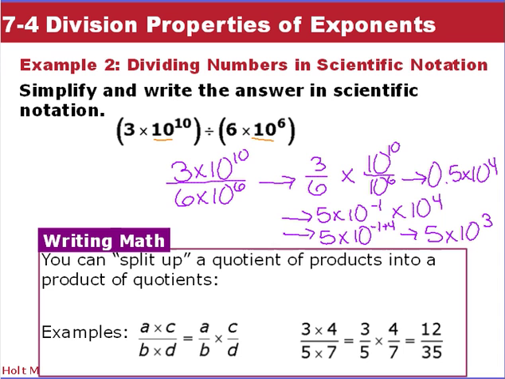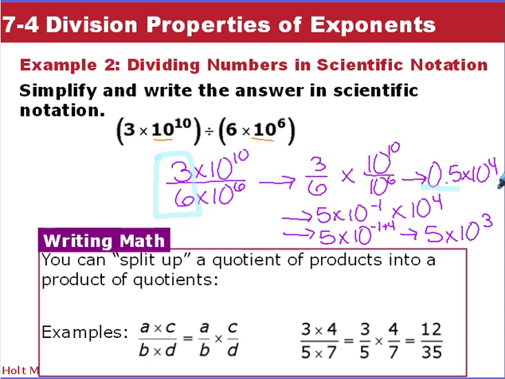This example takes into account both our division properties of exponents and multiplication properties of exponents. So we have 3 times 10 to the 10th divided by 6 times 10 to the 6th. Let's write that as a fraction. So 3 times 10 to the 10th over 6 times 10 to the 6th. We can bring this coefficient part out, 3 over 6, and then times 10 to the 10th over 10 to the 6th. 3 over 6 is 0.5. 10 to the 10th over 10 to the 6th is 10 to the 4th, because 10 minus 6 is 4.